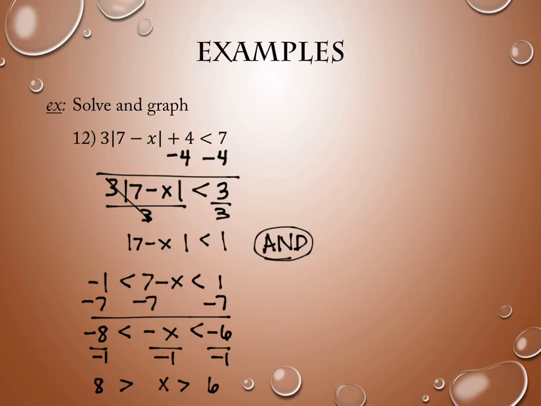So I have two values to put on my number line. They are what? 6 and 8. Which comes first? 6. And then where will I shade? In between them. Will I use parentheses or brackets? This one is parentheses. Any questions on that one? All right.